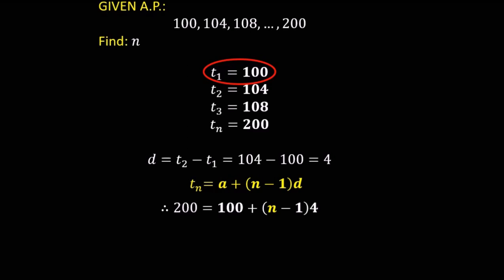So now we take 100 to the other side and 4 also to the denominator. So you get n minus 1 is equal to 200 minus 100 upon 4. That is equal to 25. So therefore n will be equal to 25 plus 1, which is 26. And we've solved our last problem of this section.